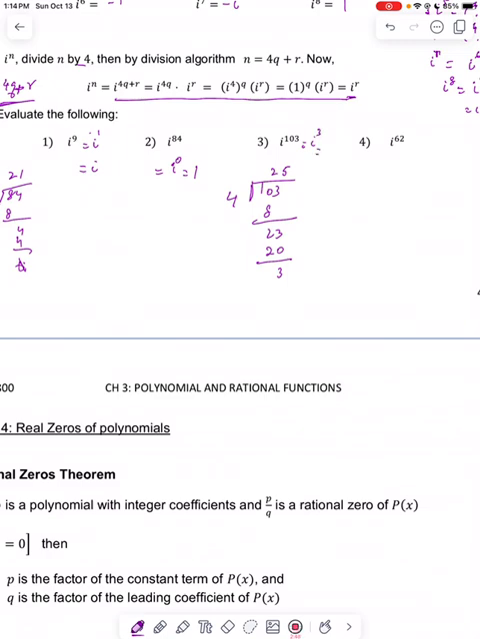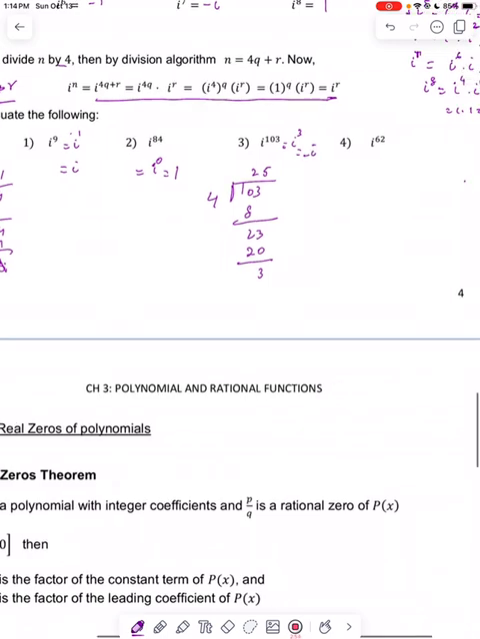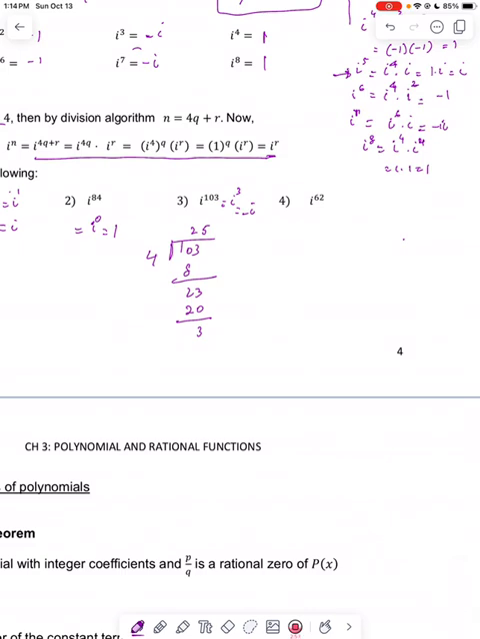Now we have i to the 62. So 62 divided by 4. 4 ones are 4, then 2, and then 4 fives are 20. So the remainder is 2. It means this will be the same as i squared, which is negative 1. So this is how you can find the power. So I will stop here and do the rest in the next video.